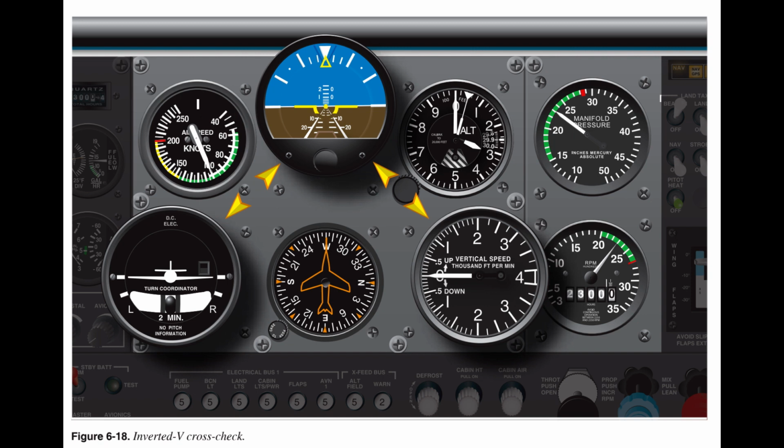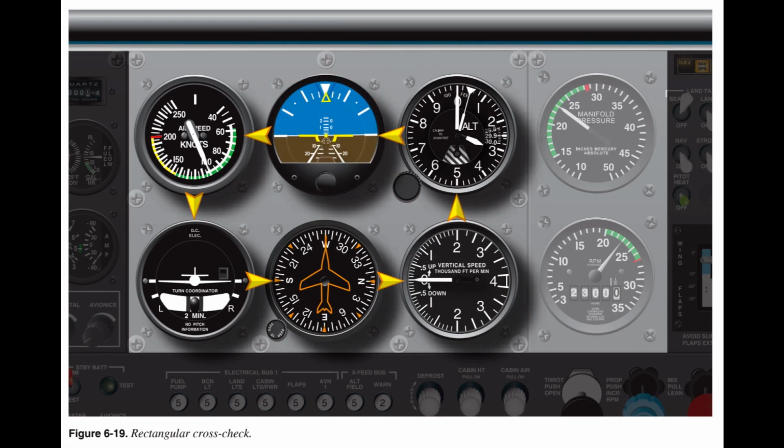In the inverted V crosscheck, the pilot scans from the attitude indicator down to the turn coordinator, up to the attitude indicator, down to the VSI, and back up to the attitude indicator. Figure 6.18. Rectangular crosscheck.